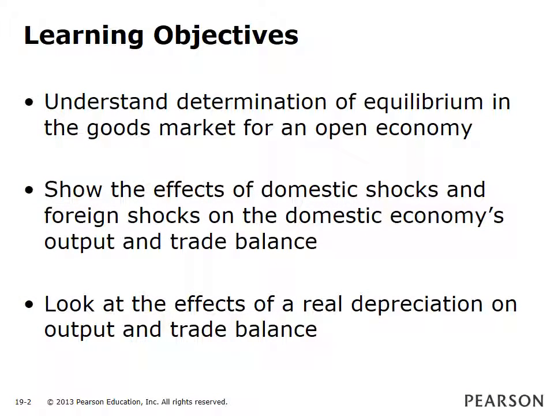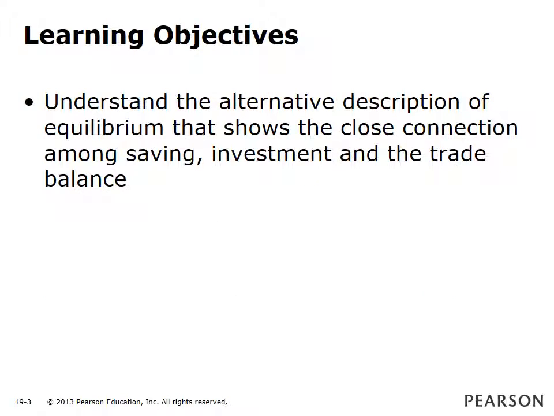Learning objectives. Understand determination of equilibrium in the goods market for an open economy. Show the effects of domestic shocks and foreign shocks on the domestic economy's output and trade balance. Look at the effects of a real depreciation on output and trade balance. Understand the alternative description of equilibrium that shows the close connection among saving, investment, and the trade balance.